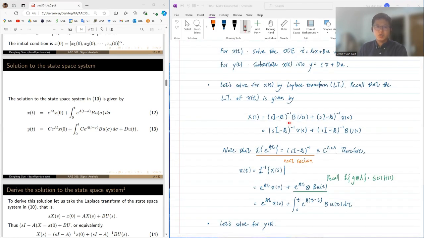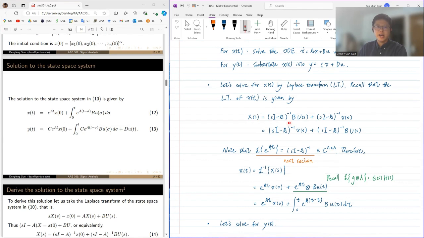First, we will apply Laplace transform to solve for x of t. Recall from the previous section that applying Laplace transform to the state dynamics equation gives us the Laplace transform of x, which is the inverse of sI minus A times B times U of s plus the inverse of sI minus A times x of 0, or equivalently, the inverse of sI minus A times x of 0 plus the inverse of sI minus A times B times U of s. Next, note that the Laplace transform of the matrix exponential e to the A times t is equal to the inverse of sI minus A.